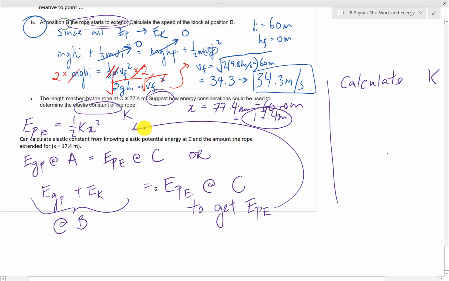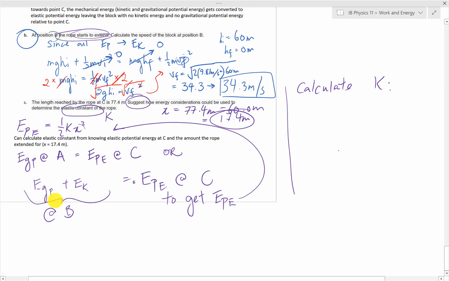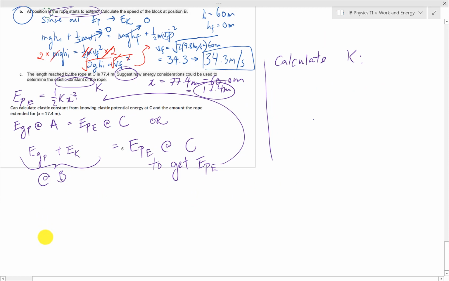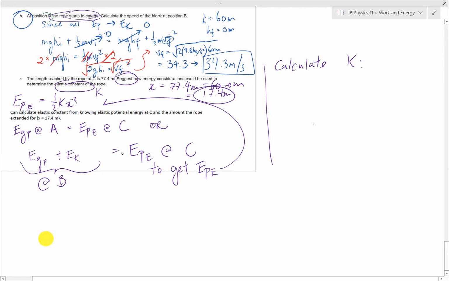Okay, so that's how you would get the elastic potential energy, by knowing what energies you started off with at A or at B, and using that elastic potential energy with the extension of the rope to find your elastic constant. In fact, we can do the calculations right now. If you just had to answer this question, all you need to do is suggest a solution. You don't need to go and calculate it, okay? But I will calculate it here as a separate question, for our sake.